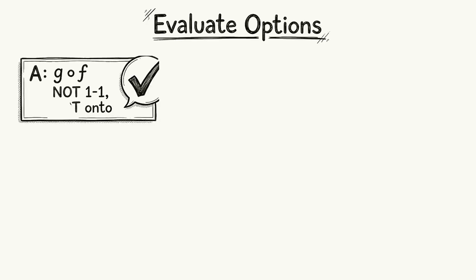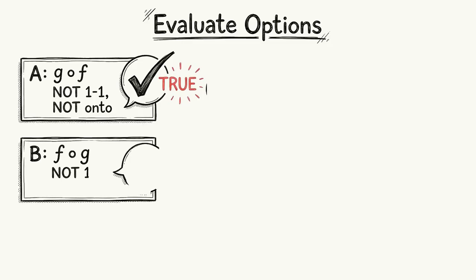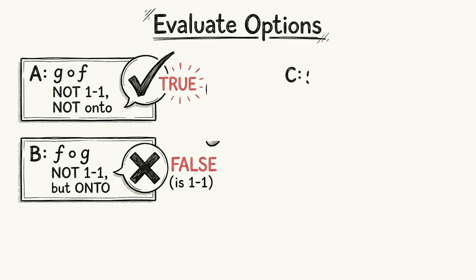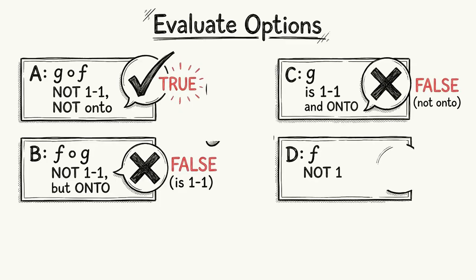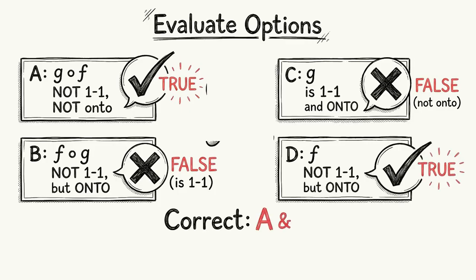Now let's evaluate the options. Option A says g∘f is not one-one and not onto. That's true. Option B says f∘g is not one-one but is onto. That's false. It is one-one. Option C says g is one-one and onto. That's false. g is not onto. Option D says f is not one-one but is onto. That's true. So the correct answers are A and D.